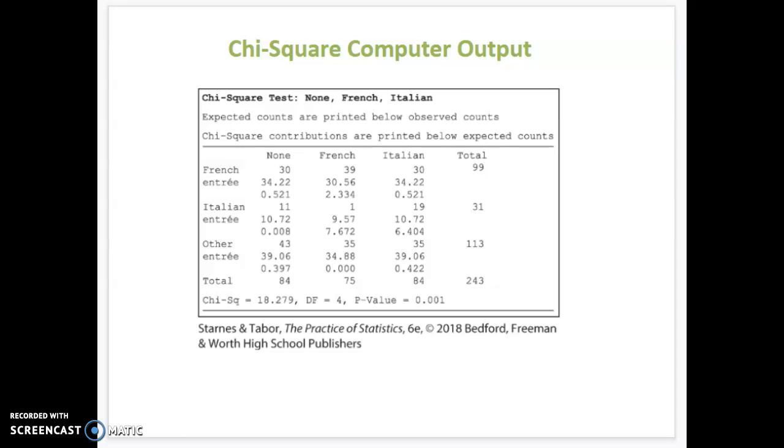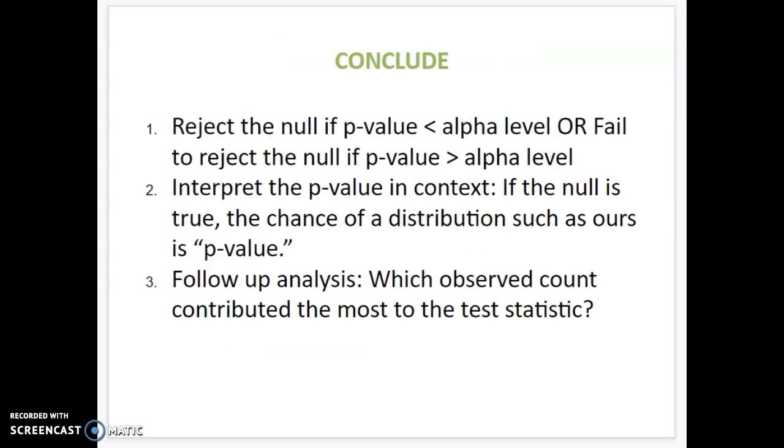4 degrees of freedom, which we'll explain when we get to the table problems, and then the p-value is given to us, which is nice. So in the conclusion, the only thing we're doing is adding the follow-up analysis. Otherwise, everything's the same. So we reject the null if the p-value is too small, so if it falls below our significance level, our alpha level, or we fail to reject it if it's too big, interpreting it in context.